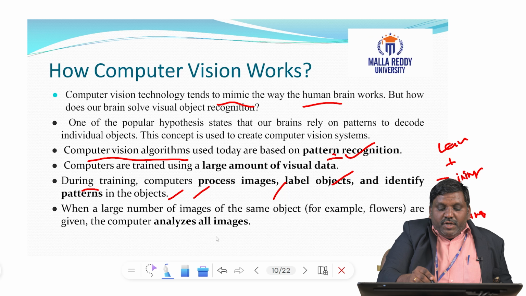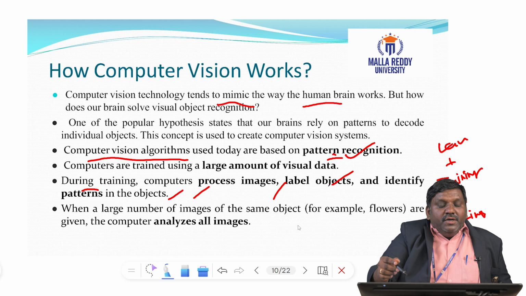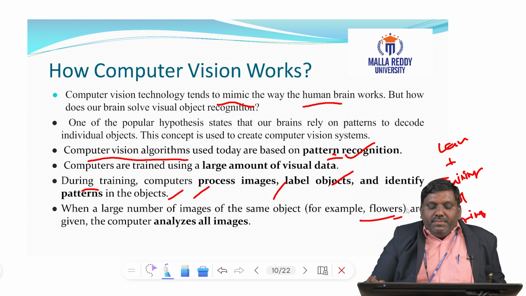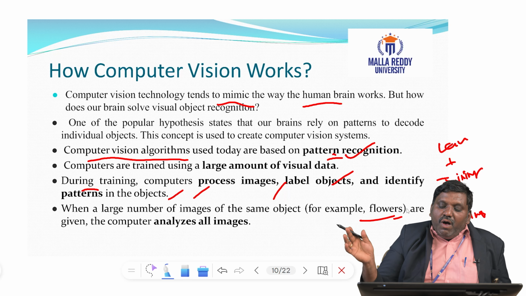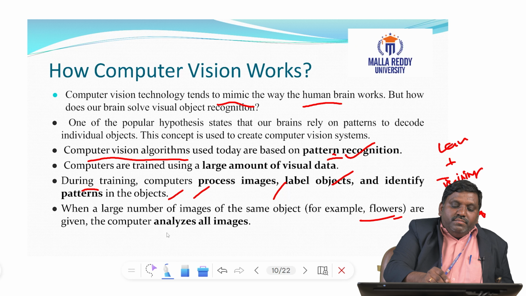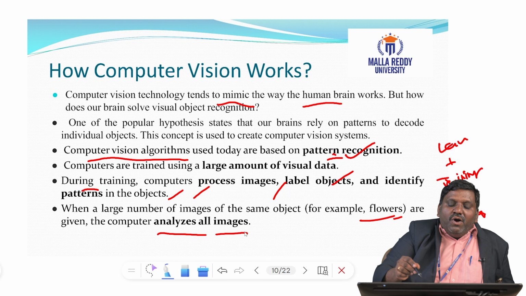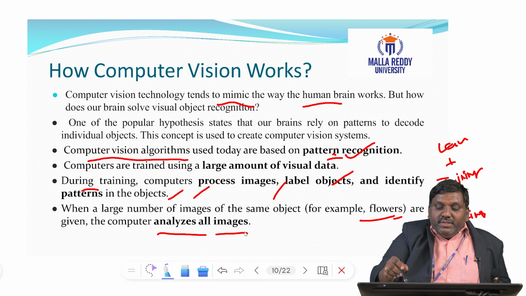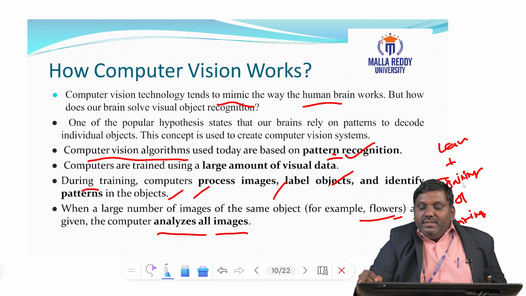Then we'll move to the next one. When there are a large number of images of the same object, for example, if I want to train a model, say I am taking flowers as the input. I give all the relevant information about the flower. What will my system do? My system will analyze all the images as a flower. This is what happens in the training phase.